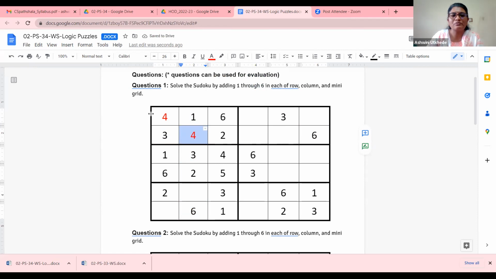Now let's talk about 5. Where will 5 be placed? In the 5th. Let's talk about this, the first cell in the mini grid, first cell.